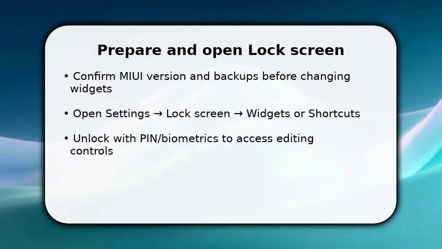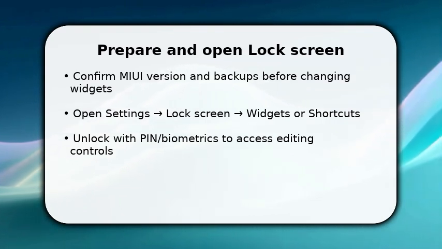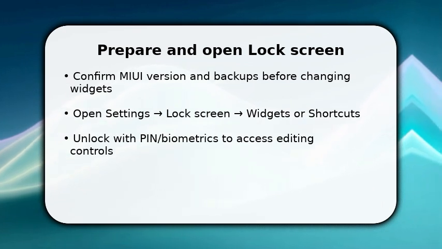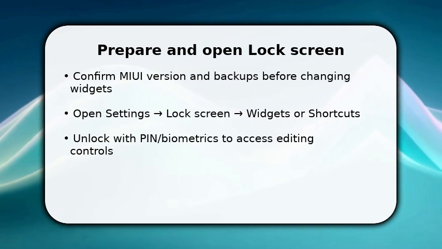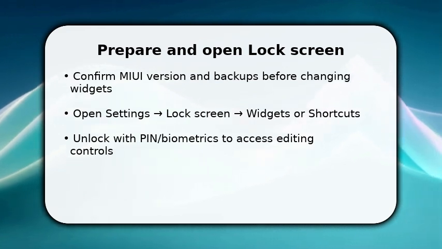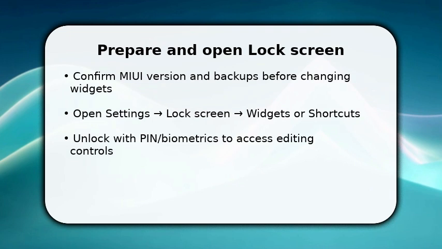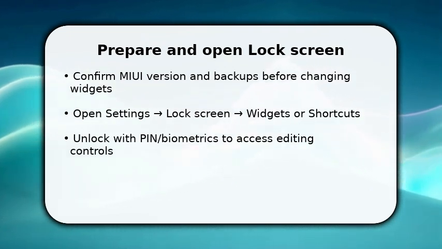You start by confirming MIUI version and making a quick backup. This prevents surprises. Now unlock the phone and go to Settings, then Lock Screen. Once there, tap Widgets or Shortcuts to enter Edit mode. You need to grant any requested permissions. Make sure to accept notifications and widget access. Doing this first clears permission blockers and places you directly into the interface where Widgets live.